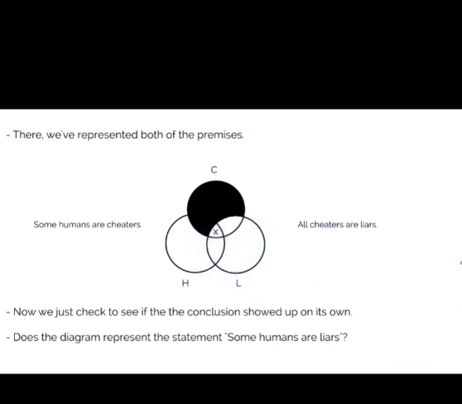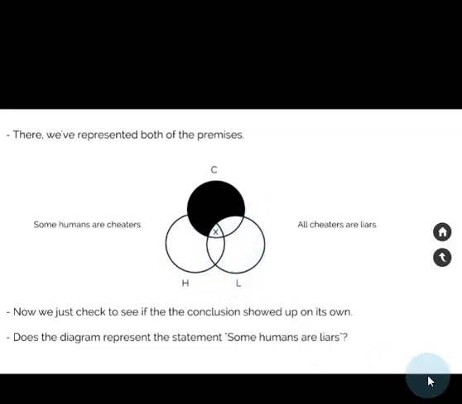It's represented. It's there, right? It's right here. So it's valid. The conclusion showed up all on its own. All we did was represent some humans are cheaters with this, and then all cheaters are liars with this. And then when we look at the relationship between humans and liars, we find that there is one represented automatically just by representing the other ones. All of a sudden, it automatically says there's at least one member of the human circle who's also a part of the liar circle. You got it.